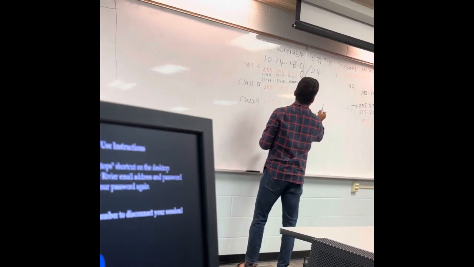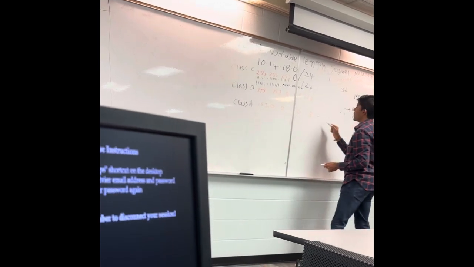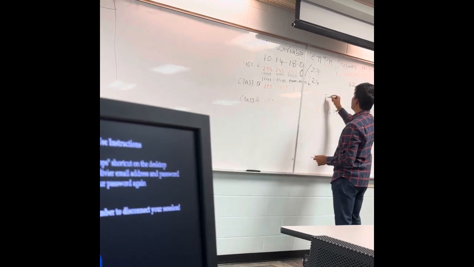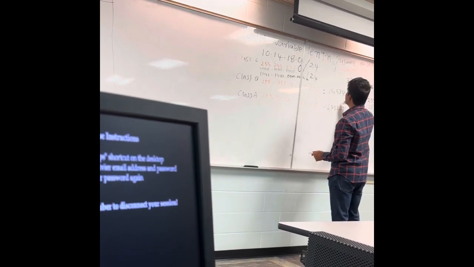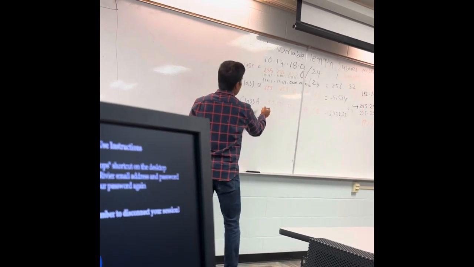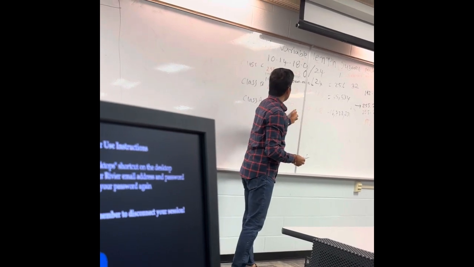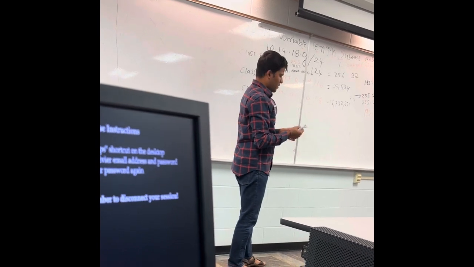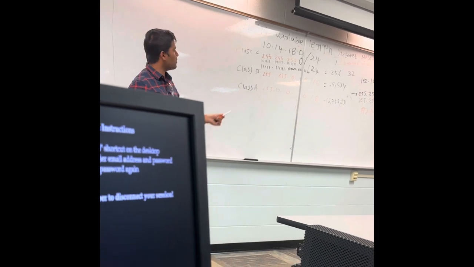255.0.0.0. How many ones? 8. So how many hosts can you create here? You already know this from the first class, right? About 16 million here, 65,534 here, and 254 here. So why should I memorize the subnet mask? It's very simple. It's all 255s and 0s. It's all ones and zeros.